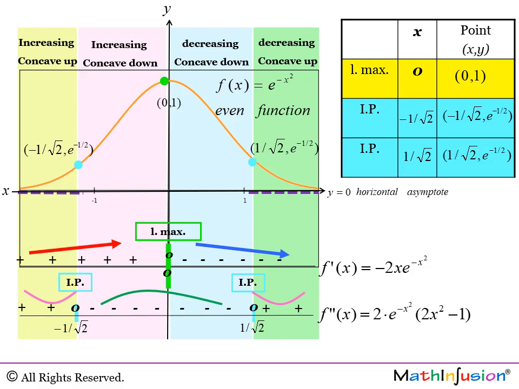If you notice, you see that we get actually a graph of an even function because there's a total symmetry with respect to the y-axis. And indeed, if you check, e to the negative x to the power of 2 is an even function.